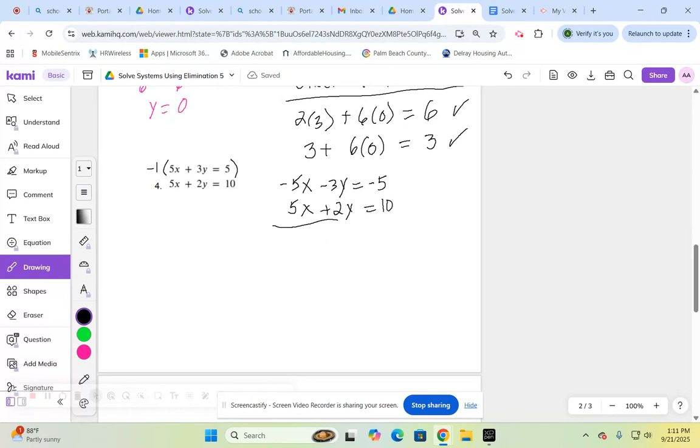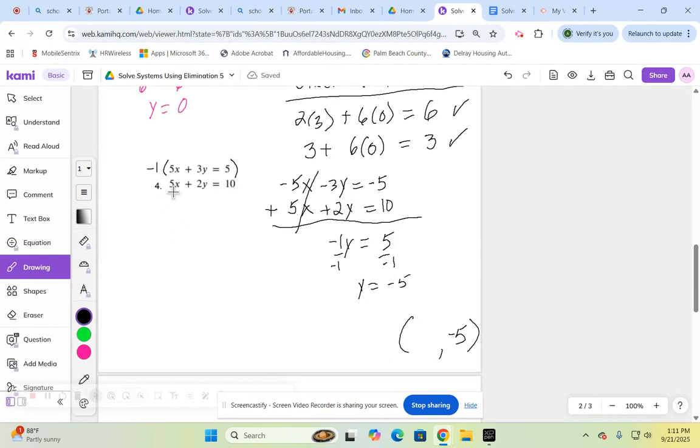And then now we can add them together. Our x terms will cancel. We're going to have -1y here equals -5 plus 10, or 10 minus 5 is just going to be 5. We're going to divide by -1. That means y is -5. So I just found my y value, not my x, so put it in the right place right here. Now I need to find my x, so I can use substitution.